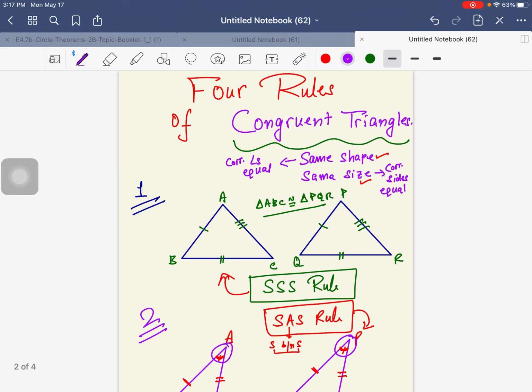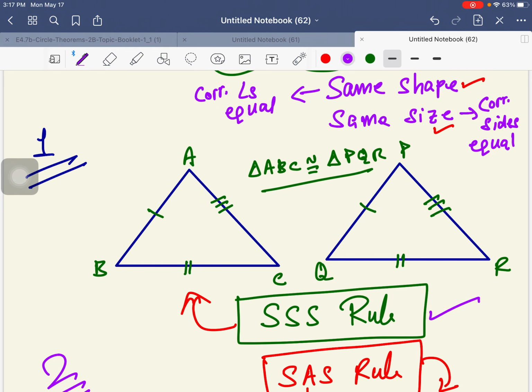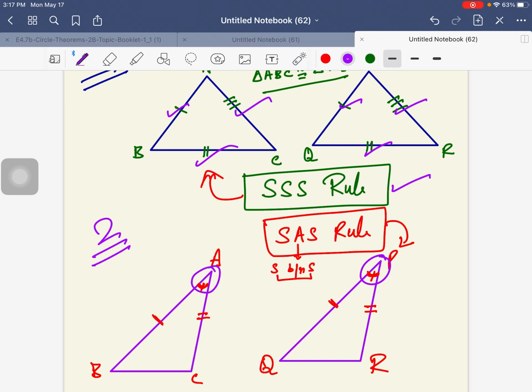Okay, I repeat in short way now. If three sides of one triangle are equal to corresponding three sides of other, they are called as SSS. Second rule, if two sides of one triangle are equal to two sides of other triangle and the included angle, the angle between the equal sides also equal, they are called as congruent by SAS rule, side angle side rule.